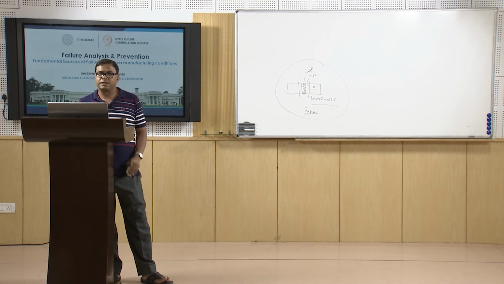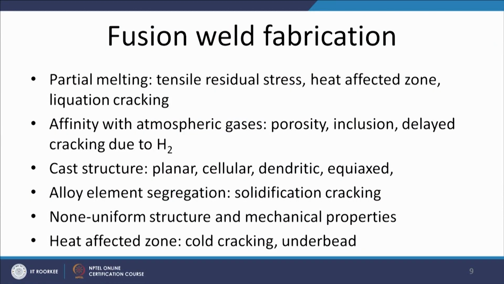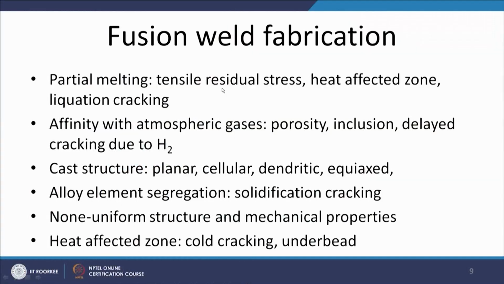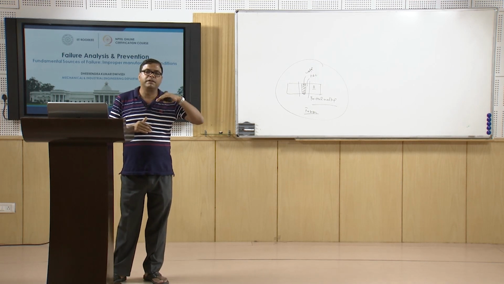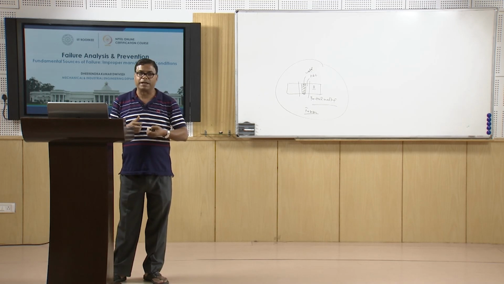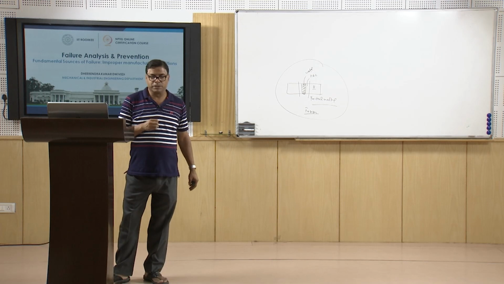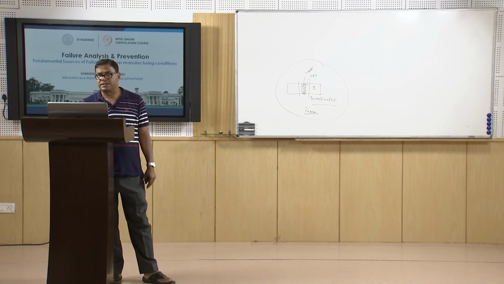Now we will see what happens, which I have already talked about in the case of fusion weld fabrication. Partial melting is involved, and because of the partial melting, the edges are heated. Along the weld fusion line, the metal under the application of heat will expand, and subsequently during cooling it will try to contract. This localized expansion and contraction leads to tensile stress development.